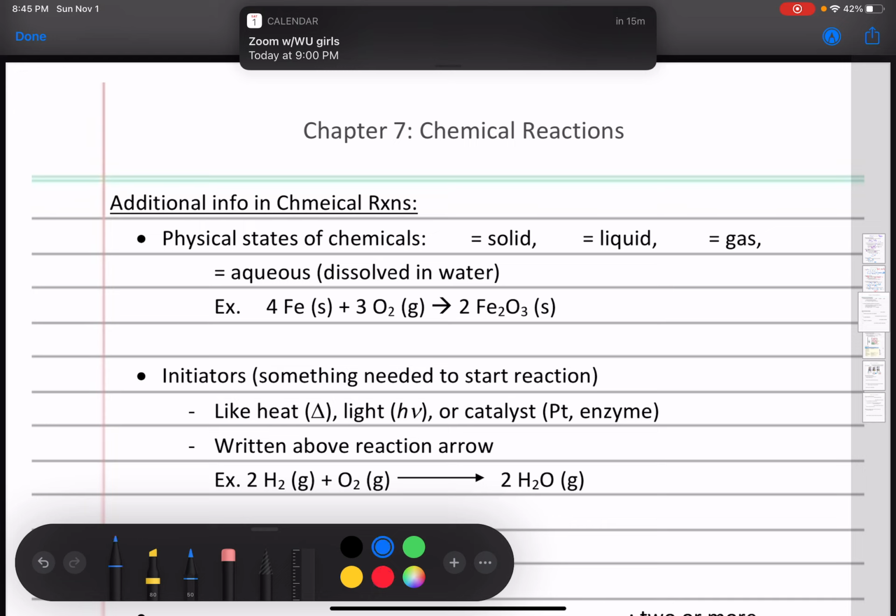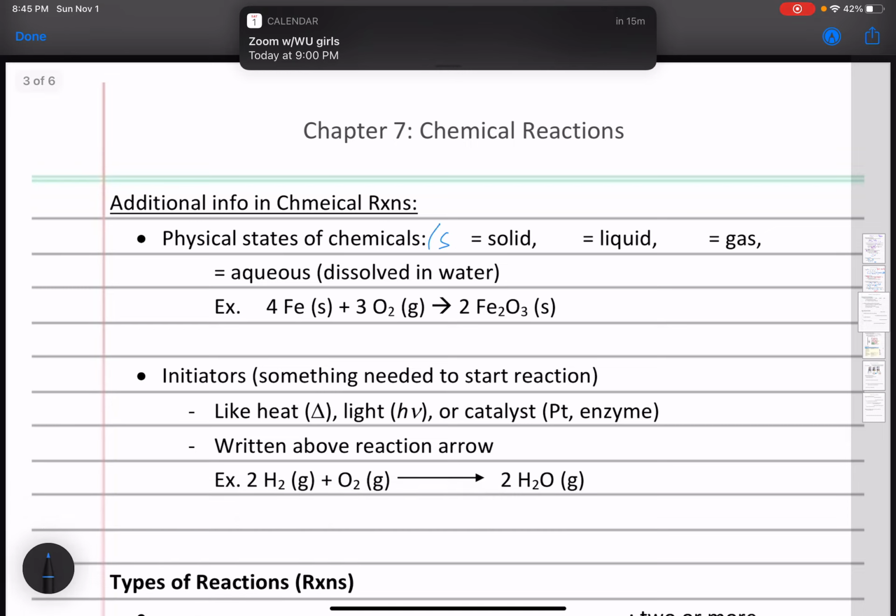Other things you might see in an equation that we left out of those that I just wrote up there are the physical states of elements. So you might see a little S for solid, or an L, usually a cursive L, for liquid, or a G for gas. Or a fourth thing that you might see noted is AQ for aqueous. Aqueous means that something is dissolved in water. So for example, this equation here, we would read that as 4 molecules of iron, solid iron, react with 3 molecules of gaseous oxygen to form 2 molecules of solid iron oxide, or rust.